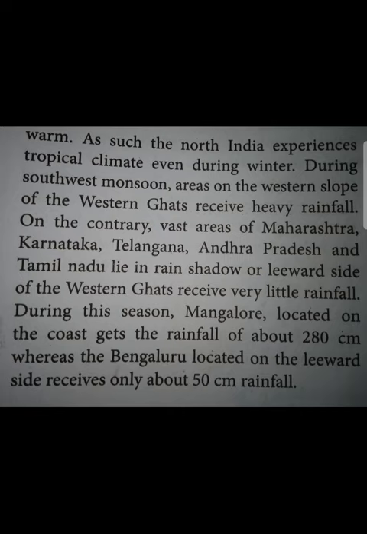One place located on the coast gets a rainfall of about 280 centimeters, whereas Bengaluru, located on the leeward side, receives only 50 centimeters. The rain shadow place is called the leeward side.